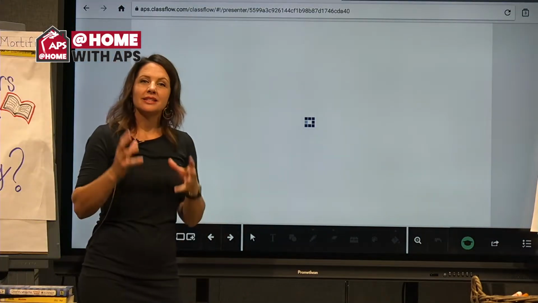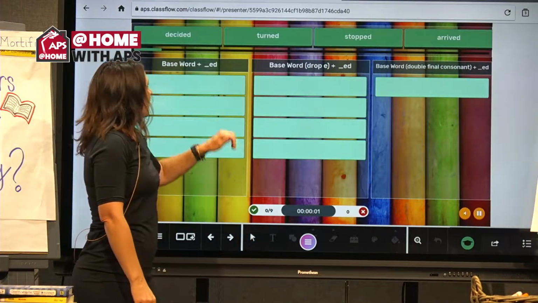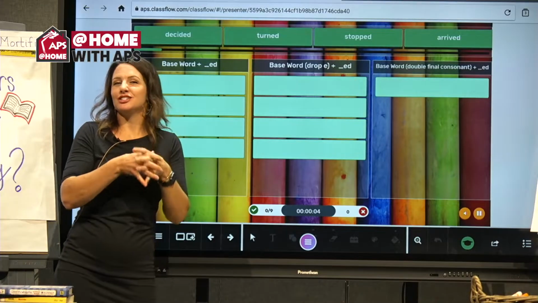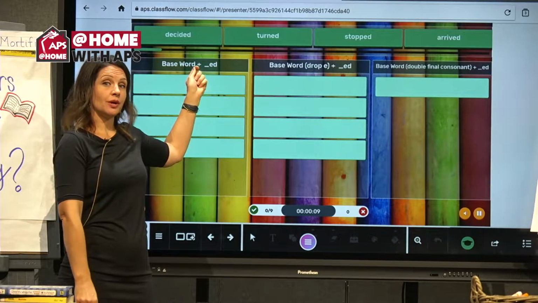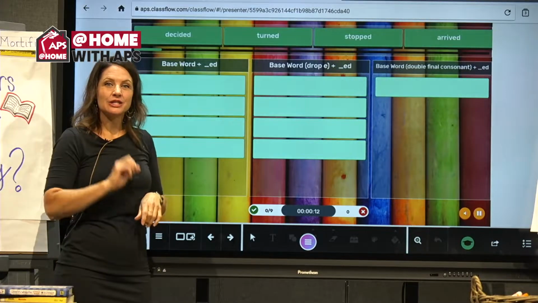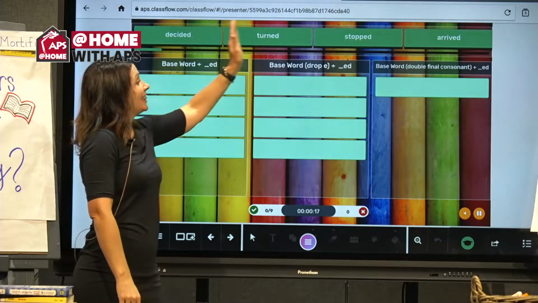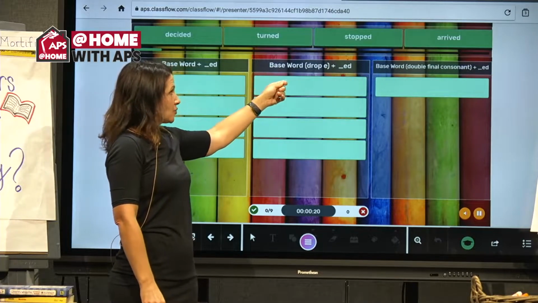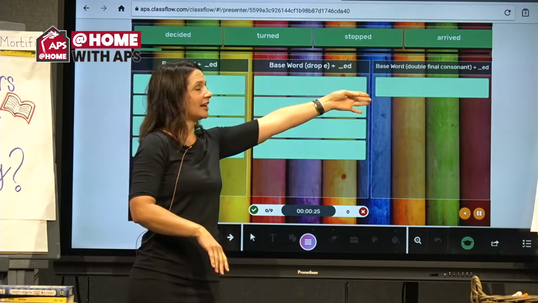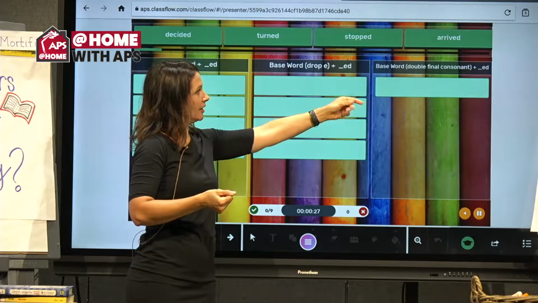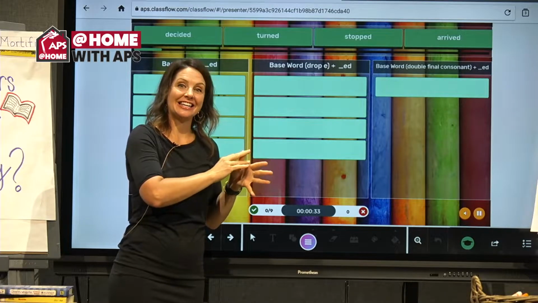Now, let's categorize. We have 3 columns. This is connected to what I would like you to do at home. 3 columns. The first is base word plus ed. That's when we have the 2 consonants and we just add ed. The second column is base word, drop the E, add ed. And finally, we have our base word where we double the final consonant before adding ed.